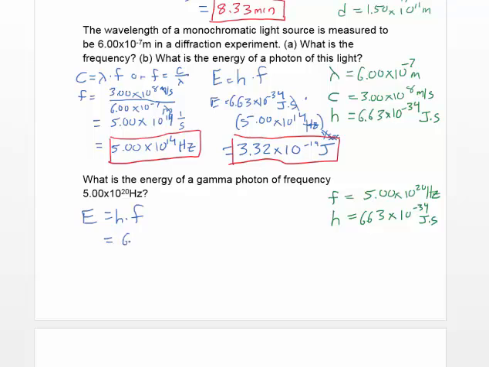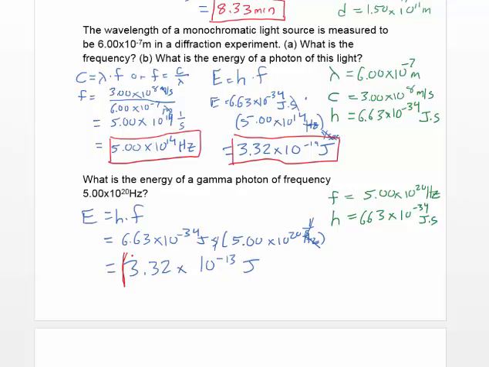And we know that h is 6.63 times 10 to the negative 34th joule seconds times the frequency of 5.00 times 10 to the 20th hertz. And if we multiply those, again, we have to remember, get rid of the hertz here, that's 1/seconds, and those cancel, leaving us just with joules. And that gives us 3.32 times 10 to the negative 13th joules. So there is our answer for the third part, for number 3.